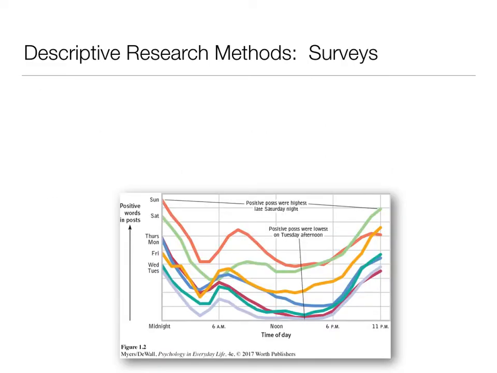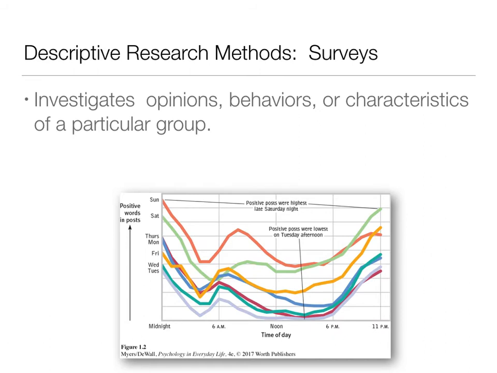Another way we can do descriptive research methods is surveys. These can investigate opinions, behaviors, characteristics of a particular group. So when you hear about a poll or a political poll, that is a survey. That is descriptive research methods. They're trying to get opinions about a particular group of people.